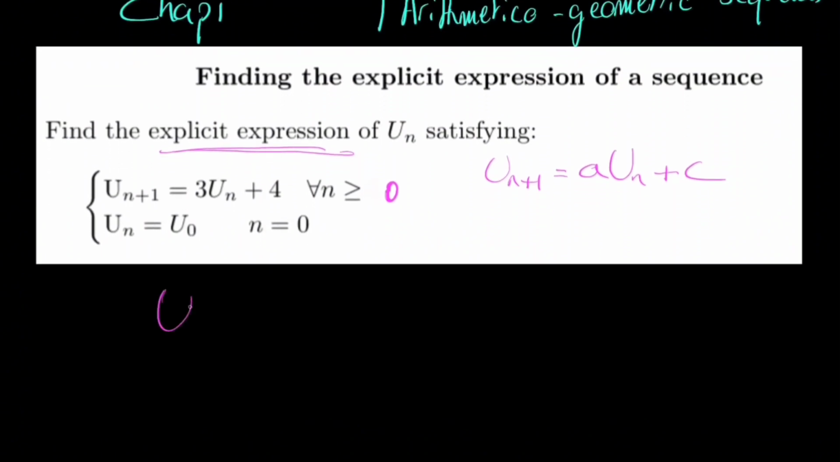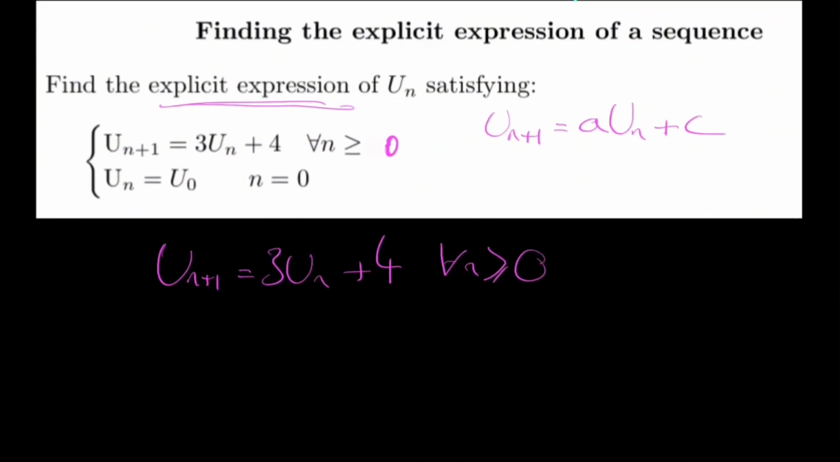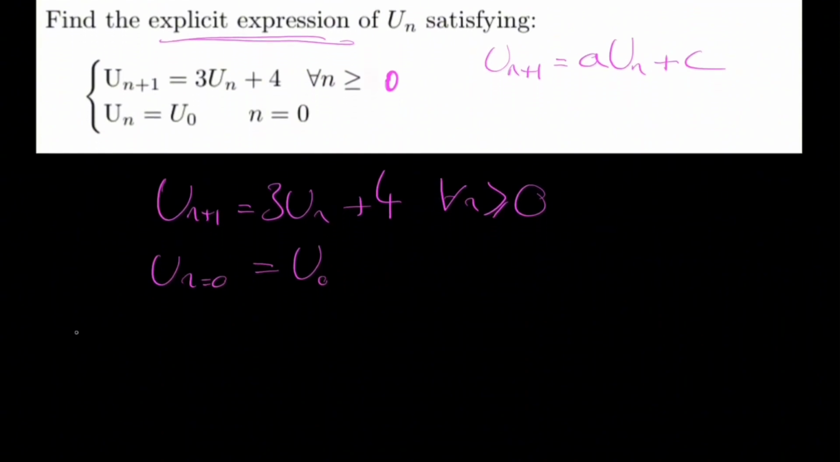So we've got u_{n+1} equal to 3u_n plus 4 for all n greater or equal to 0, and u_0 is equal to u0. Now we will try to solve this exercise in two ways. The first one is very specific to this kind of sequences.